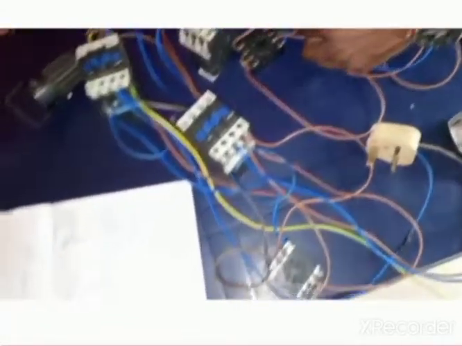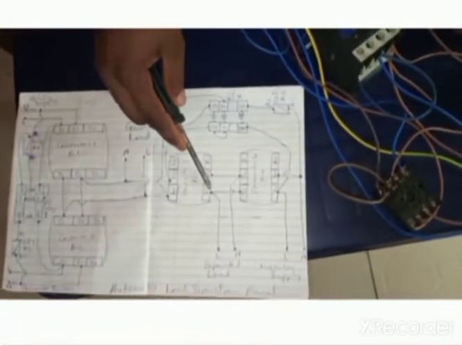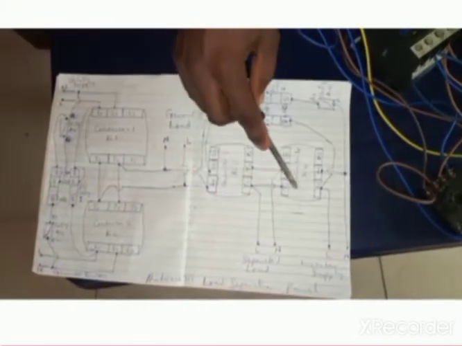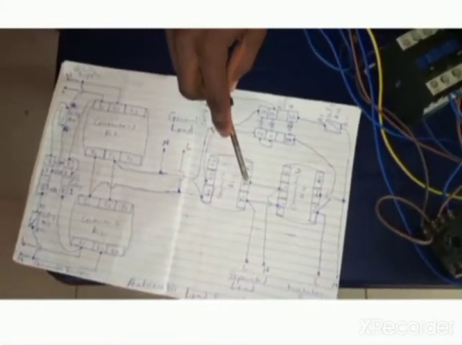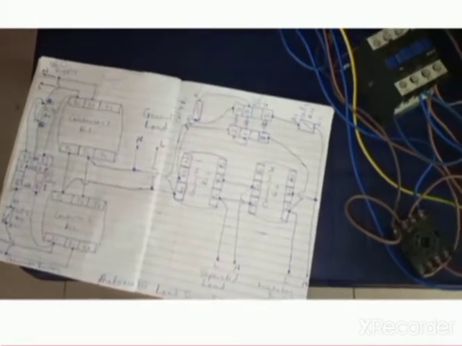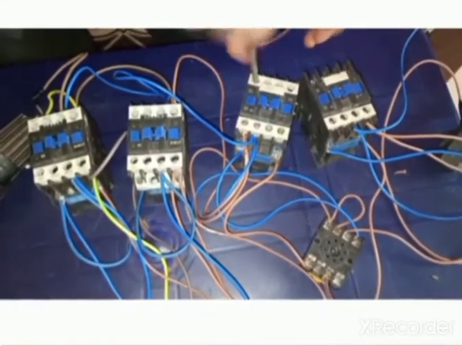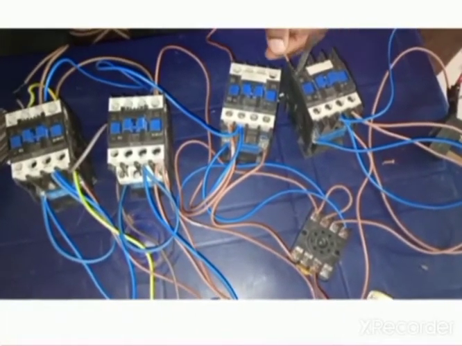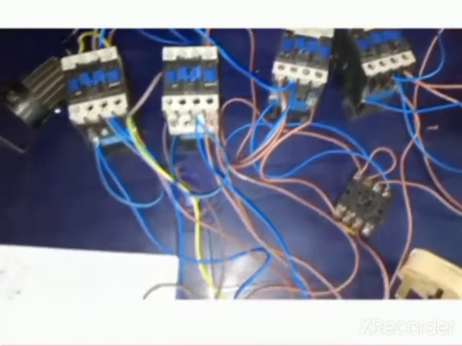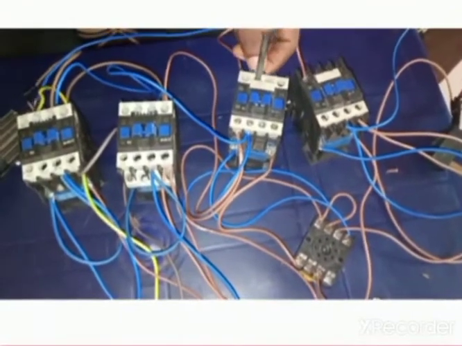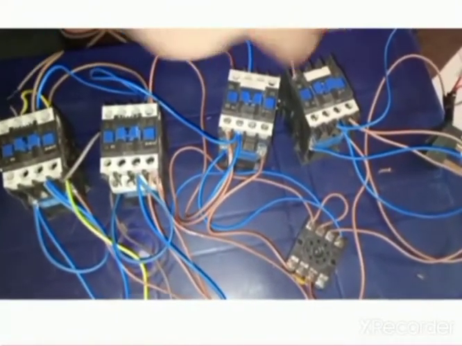Looking at the diagram again, you see that T1 of K3 connects to T1 of K4, and T2 of K3 connects to T2 of K4. So let's connect it. T1 of this contactor 3 connects to T1 of contactor 4, and T2 of contactor 3 connects to T2 of contactor 4.